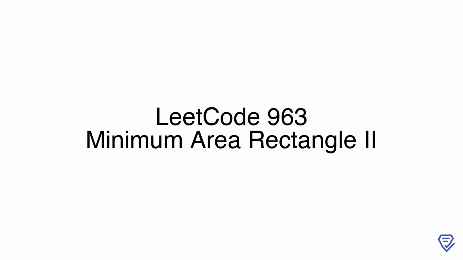Welcome. In this session, we'll dive into problem number 963, minimum area rectangle 2. This is an exciting computational geometry problem that challenges us to find the smallest rectangle that can be formed by points on a 2D plane. Let's explore the strategies and techniques to solve it effectively.